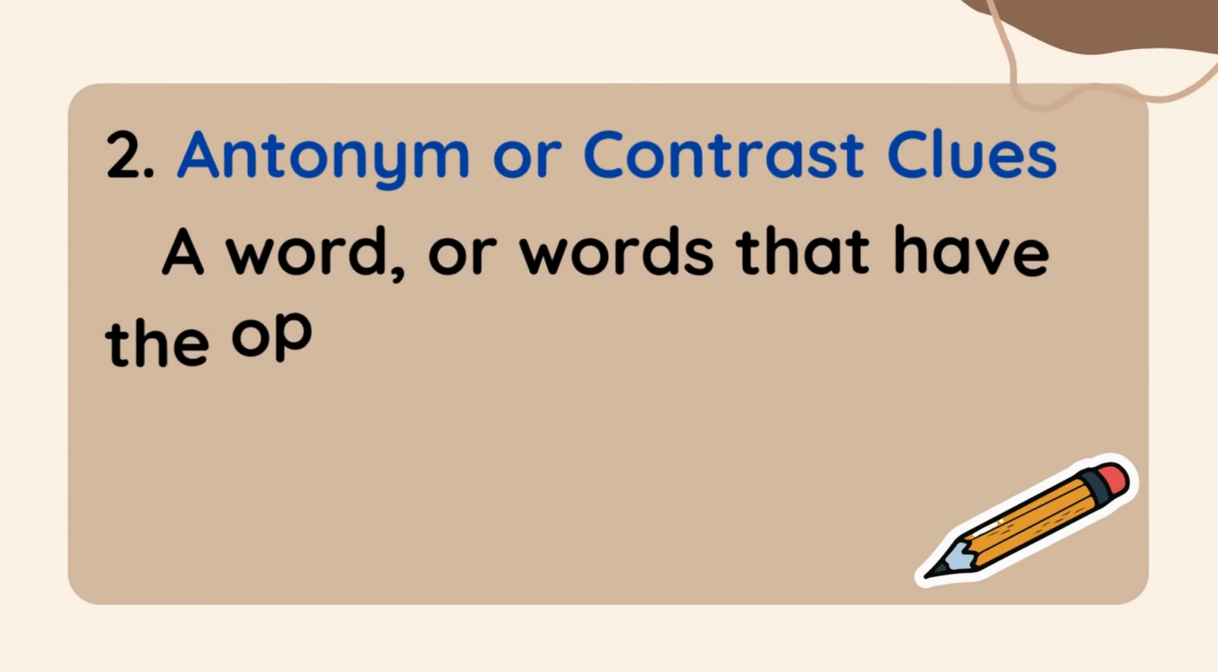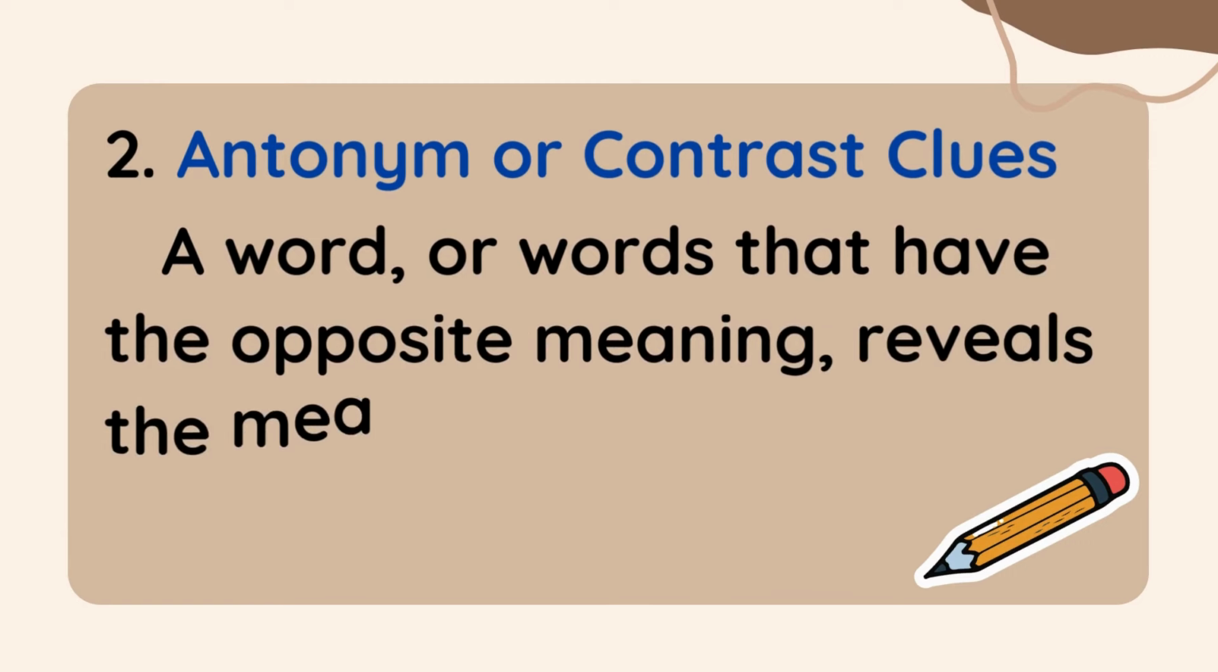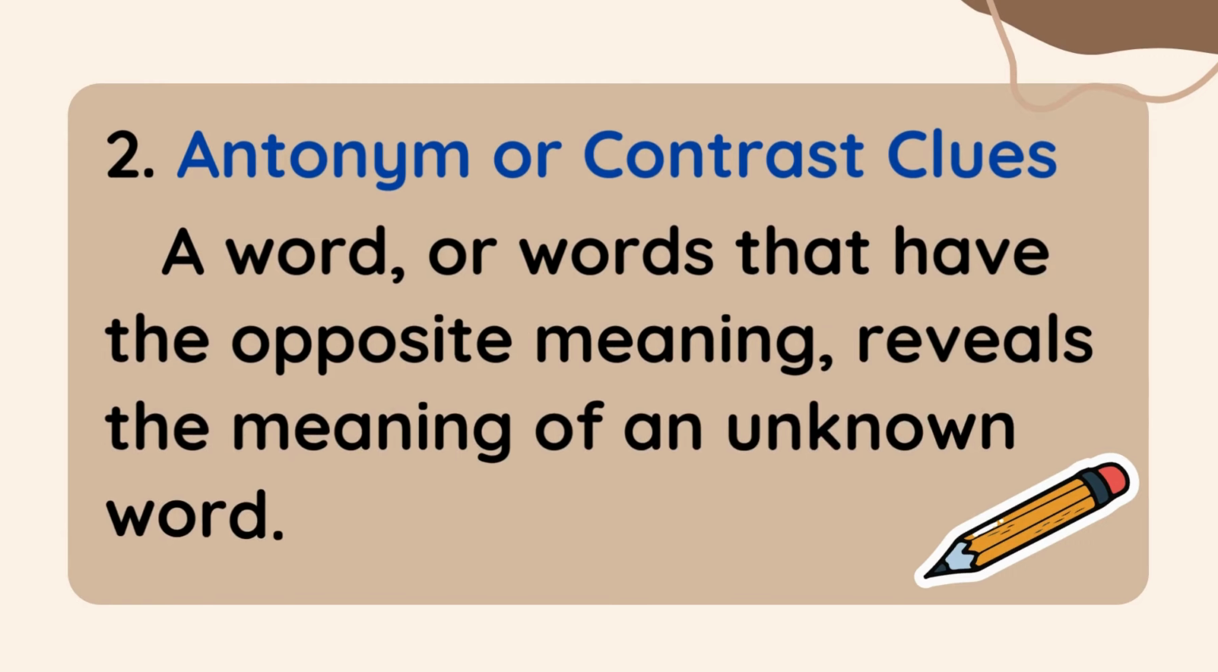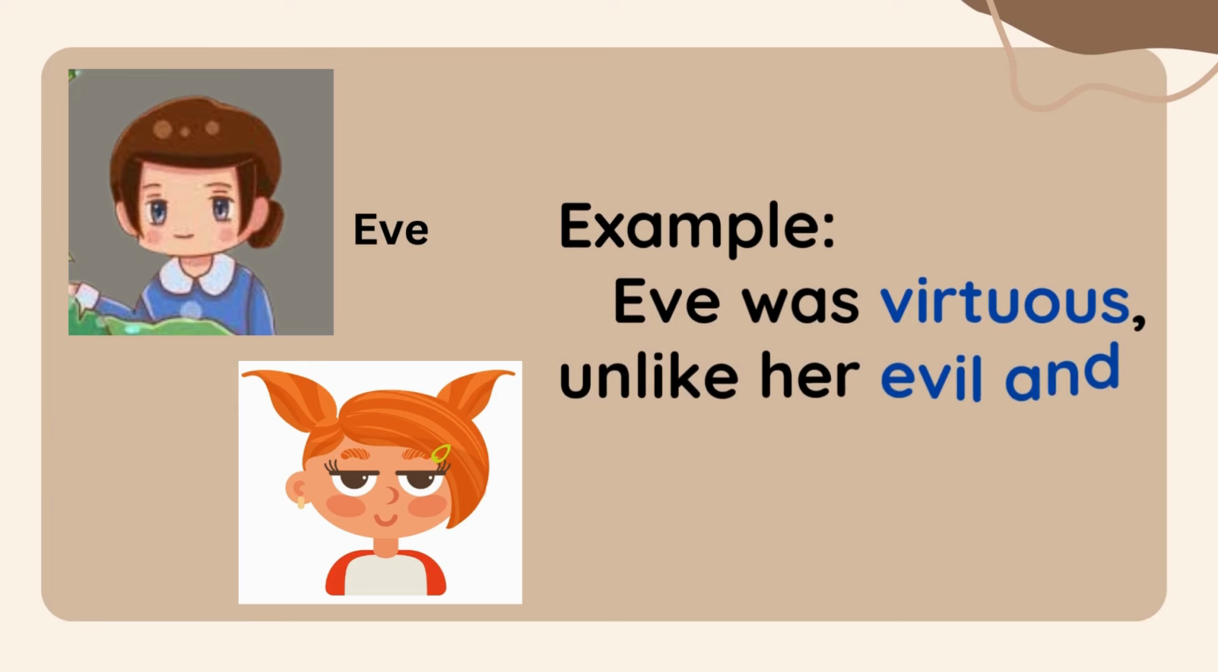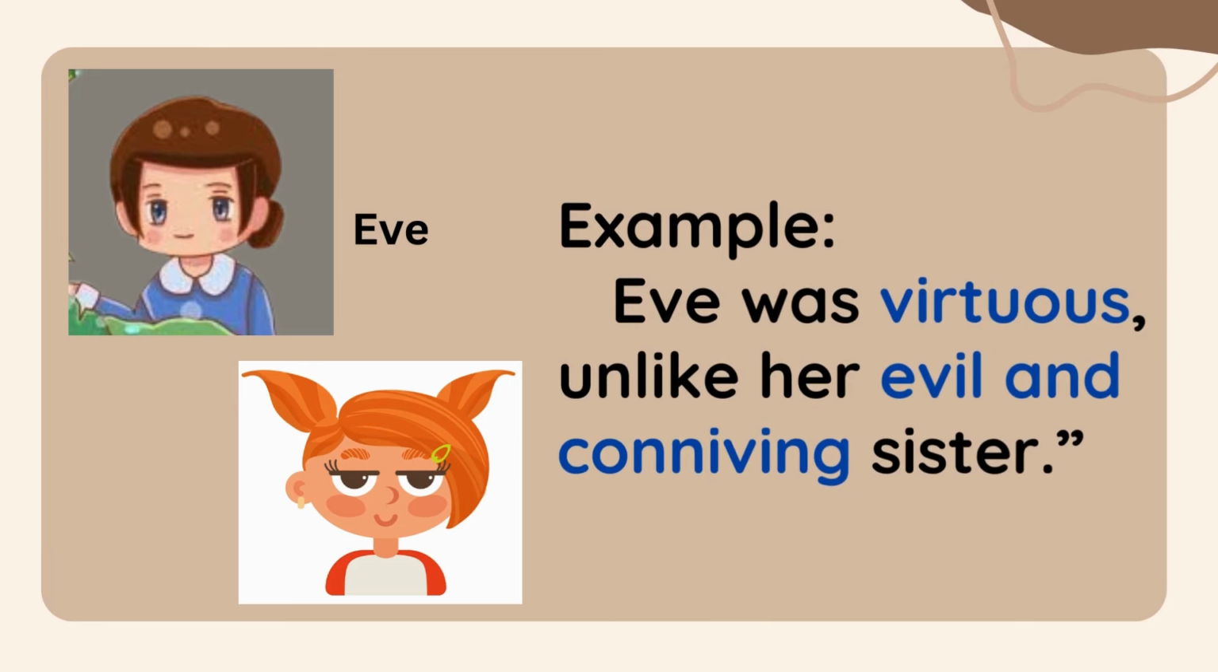Number 2, antonym or contrast clues. A word or words that have the opposite meaning reveal the meaning of the unknown word. Example, Eve was virtuous, unlike her evil and conniving sister. In this sentence, the word virtuous is the opposite of evil and conniving.